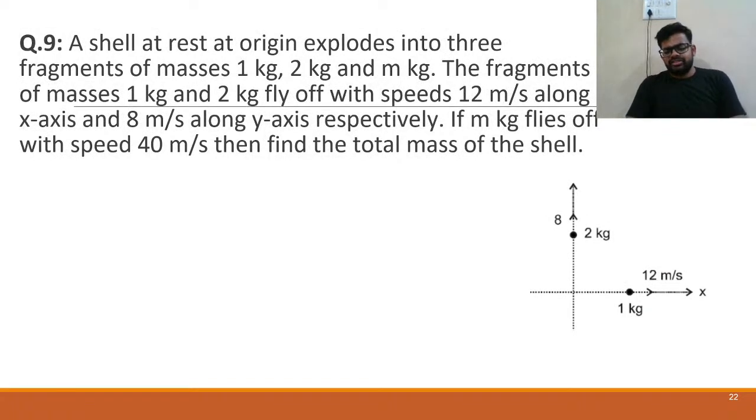Next question, my dear friends. How will we deal with this question? A shell is at rest at the origin. Let's say there is a shell at rest at the origin. Now it explodes and divides into fragments. The first fragment is of 1 kg, the second fragment is of 2 kg, and they fly off with 12 meter per second and 8 meter per second along the x-axis and y-axis.